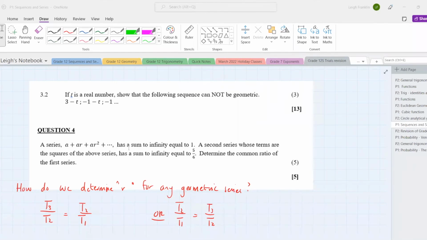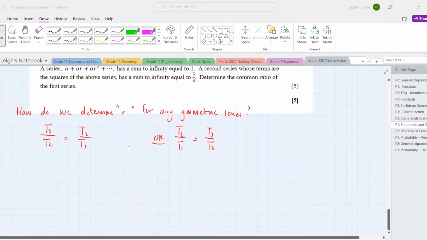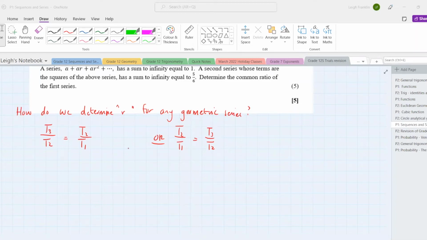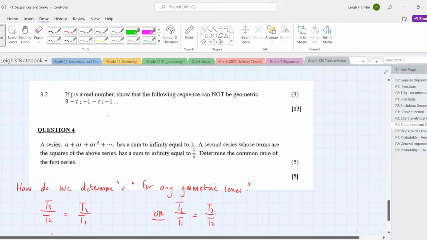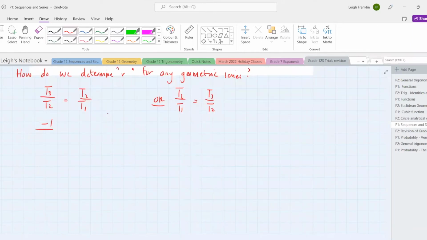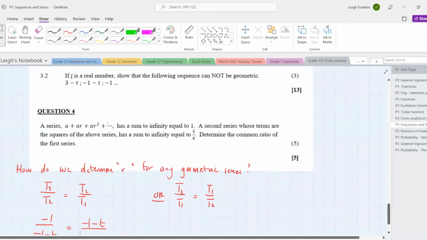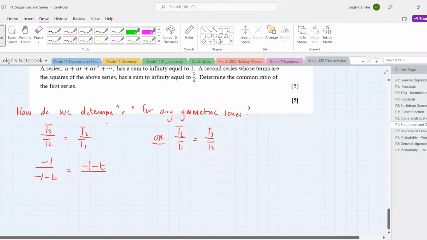Term 3 is -1, so we're going to sub that in. Term 2 is -1 minus t, as we agreed. And term 1 is 3 minus t.